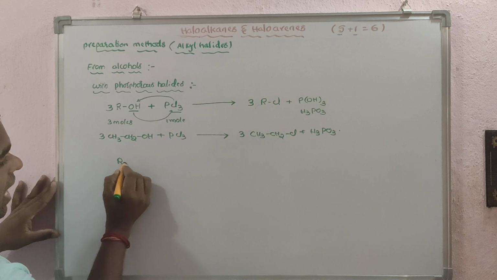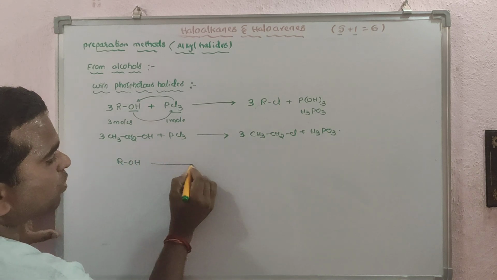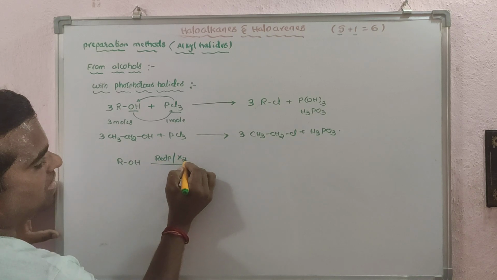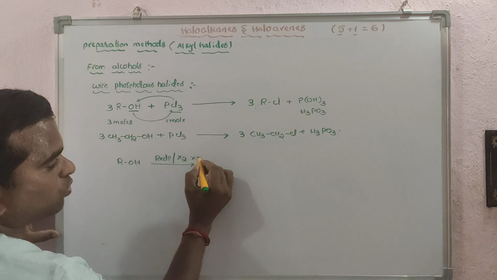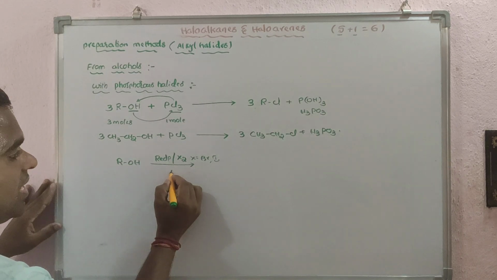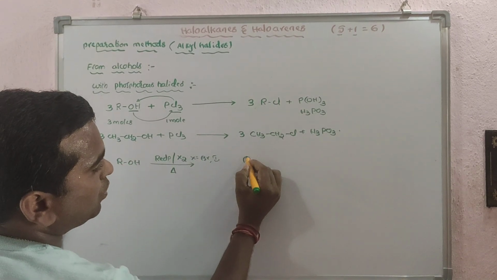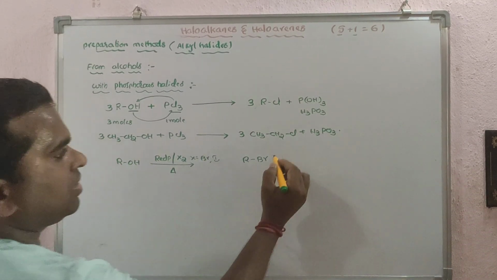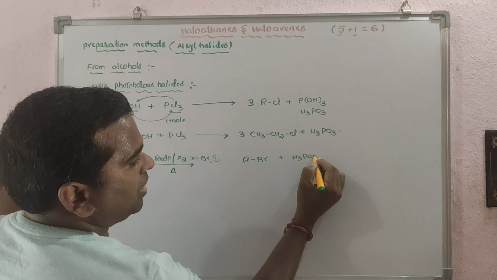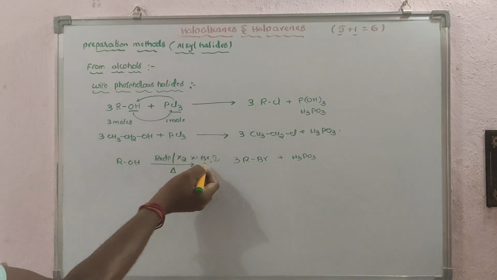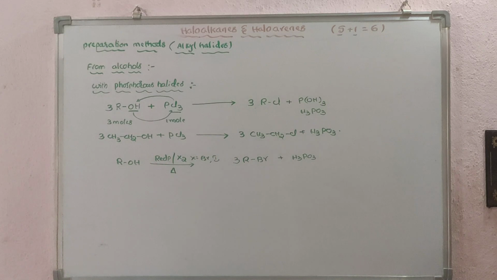Suppose I take alcohol, and take red phosphorus and halogen. Halogen means X equals bromine or iodine. Heat it, and you will get the compound alkyl bromide. Here also you will get H3PO3, and 3 moles of the alkyl bromide. And also iodides: if I take iodine, then I will get the alkyl iodide plus H3PO3.